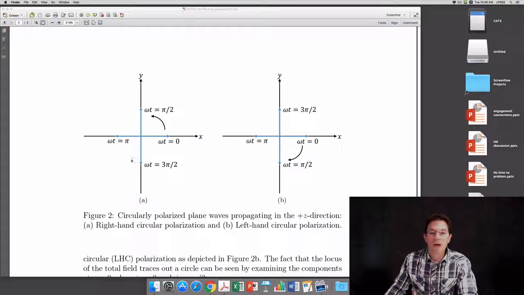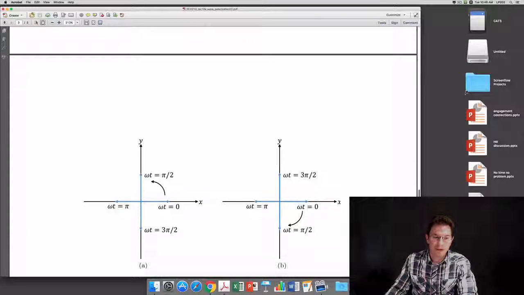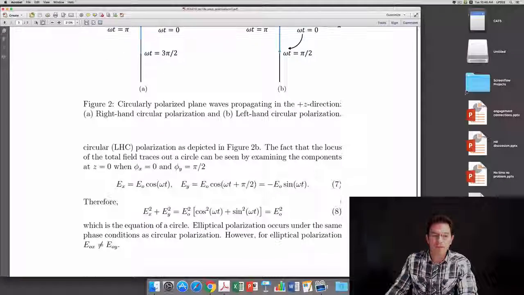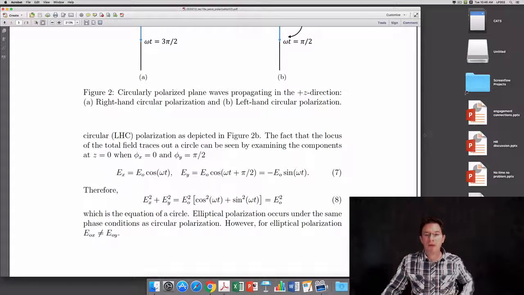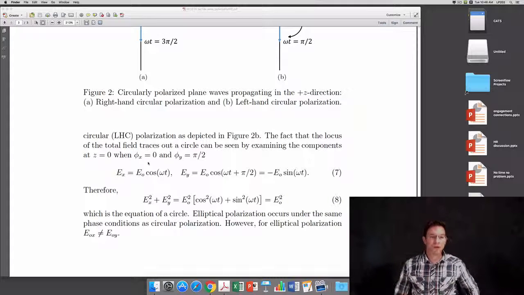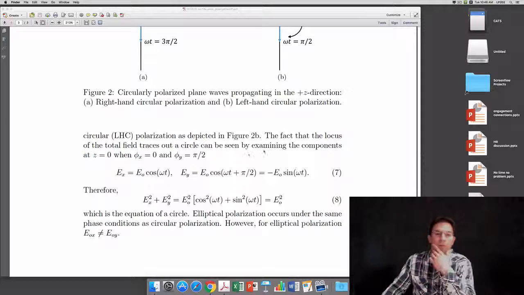So we've dealt with right-handed circular polarization and left-handed circular polarization, and we've shown why they're called left and right-handed. But how do we know that, in fact, the tip of this electric field as it moves around in time describes a circle? Let's look at the components of the electric field again at z equals 0 when the phase of the x component is equal to 0 and the phase of the y component is equal to pi over 2.